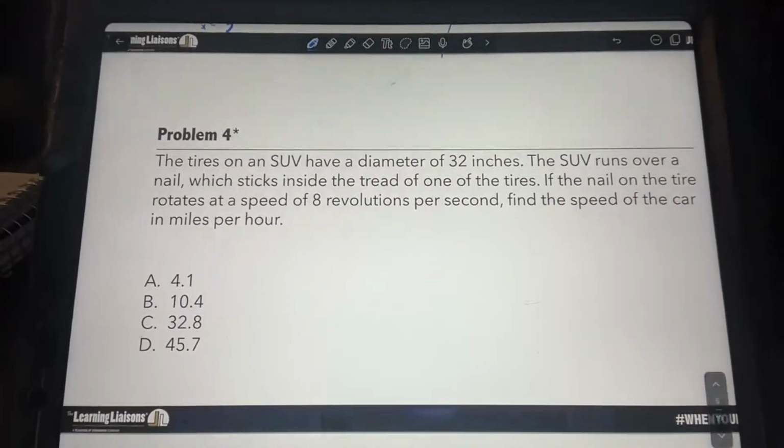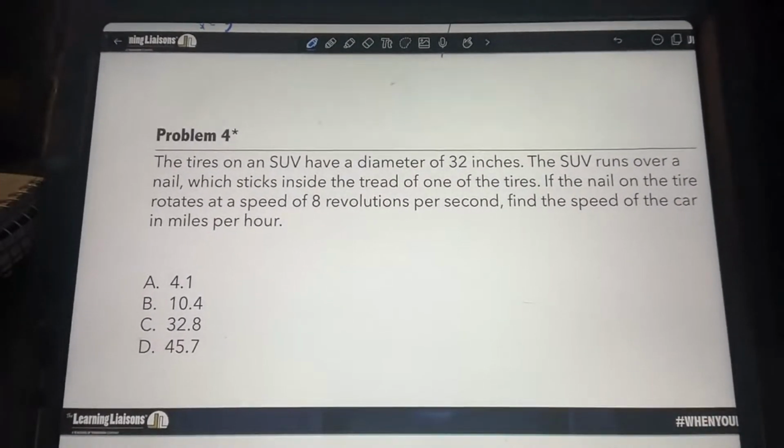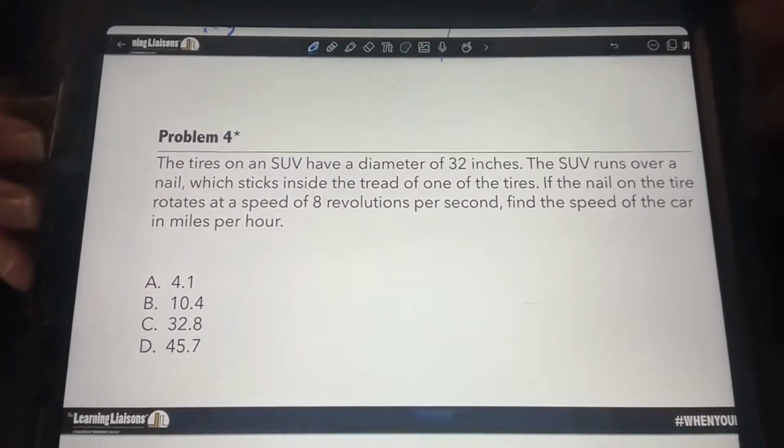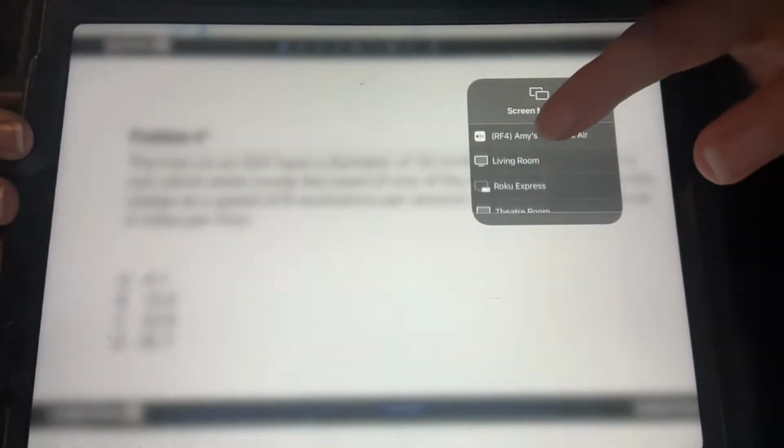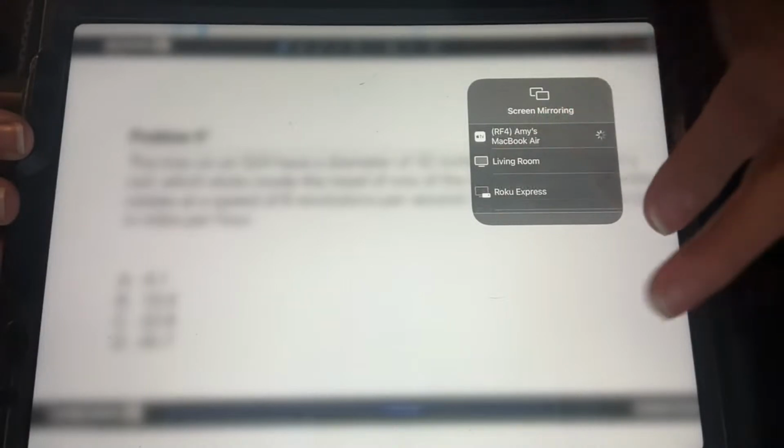Oh, for the love, this problem is going to be so hard to do upside down. I am going to try again to mirror this iPad because this is going to be so hard to do upside down.